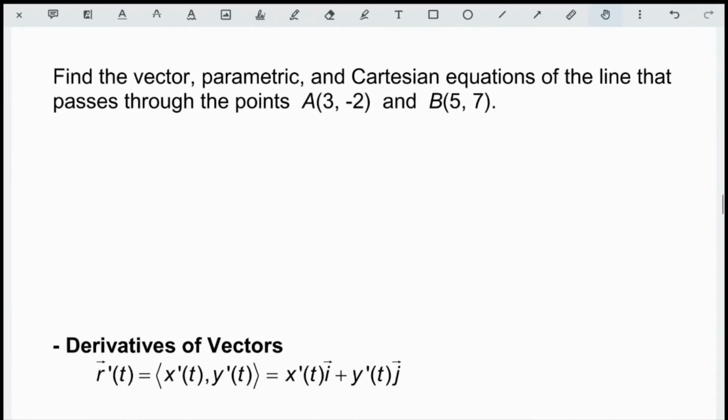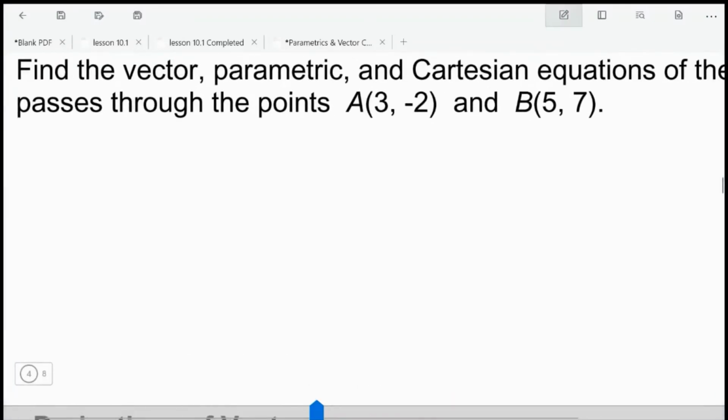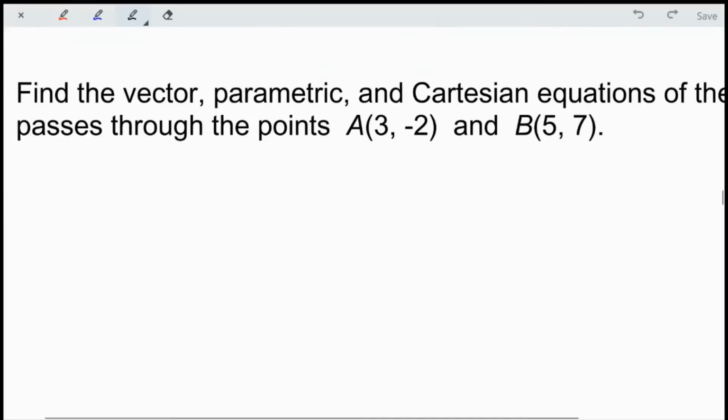So here it says find the vector, parametric, and Cartesian equations of the line that passes through the points (3, -2) and (5, 7). Okay, so this is actually fairly simple to do. We'll start with the vector equation here. When we do this vector equation, first of all, we need to know what's our direction vector. So let's do our vector equation of the line here.